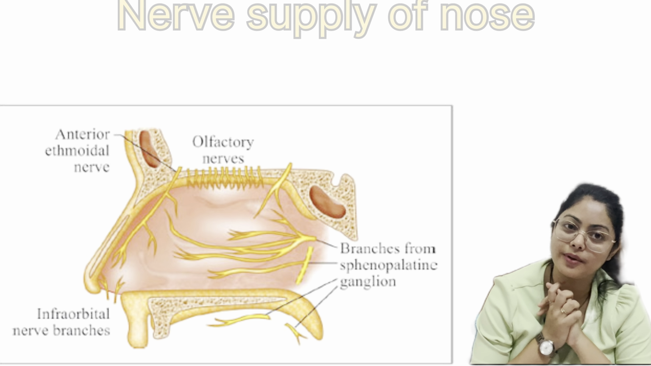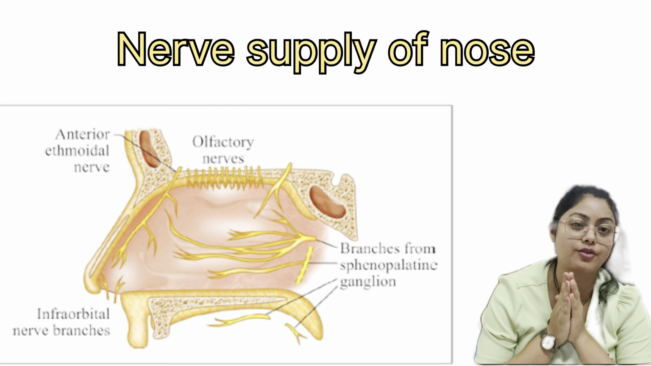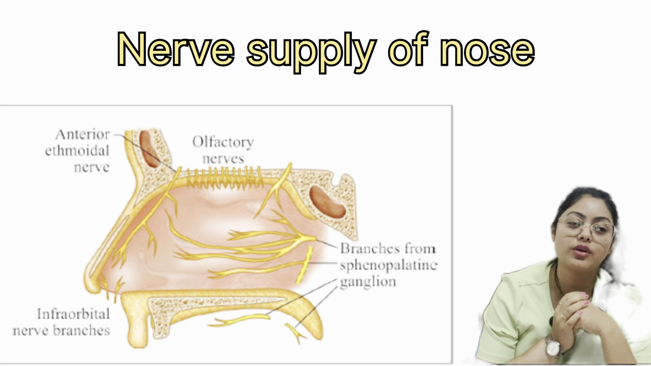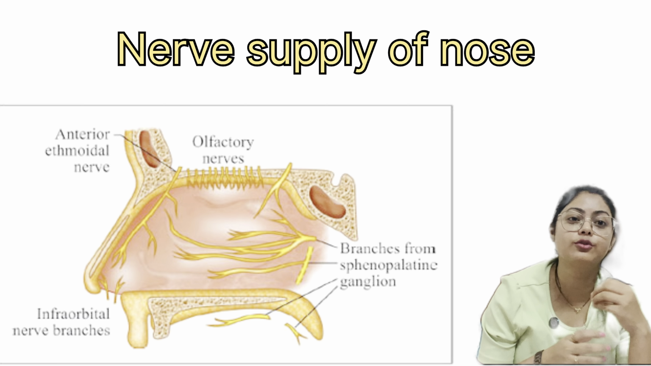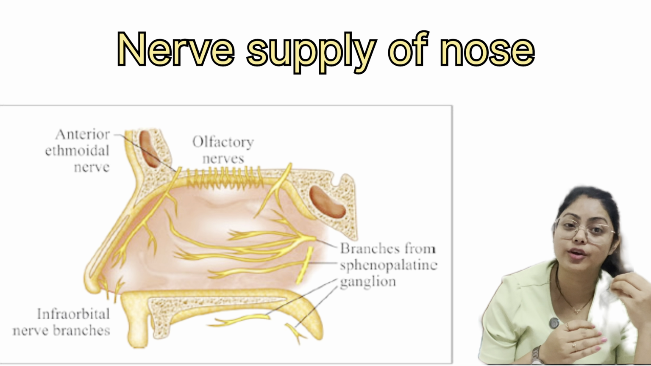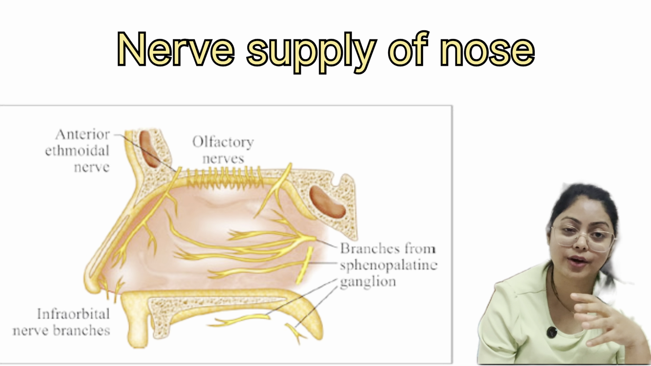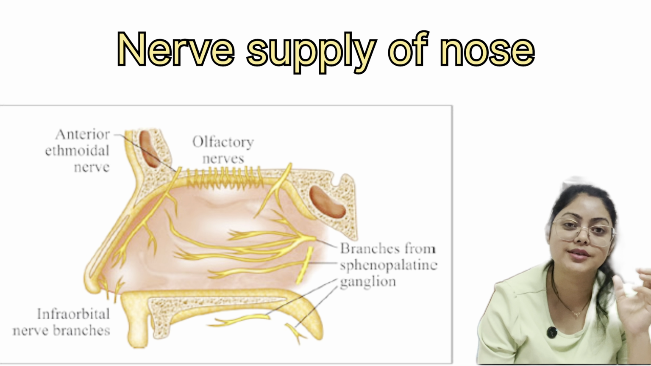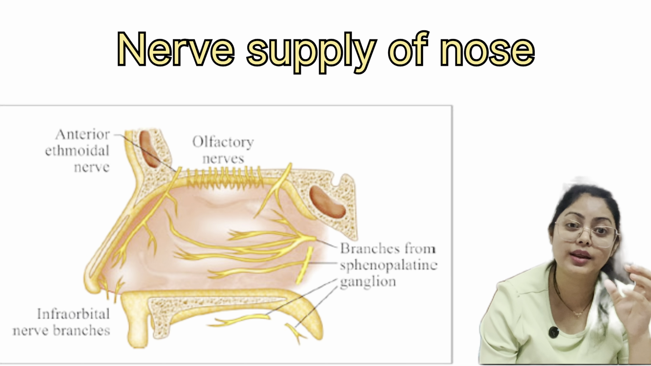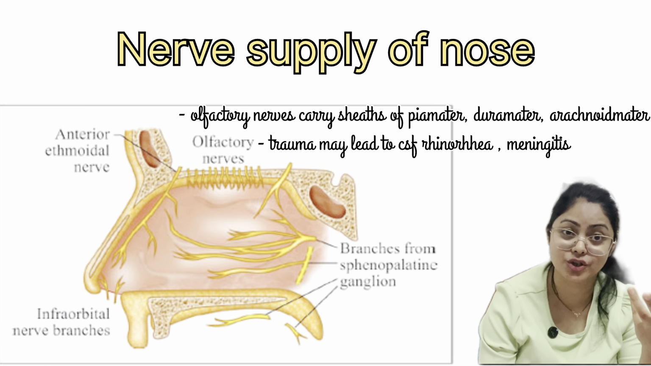Next, talking about the nerve supply. First is mainly by the olfactory nerves, which carry the sense of smell and supply the olfactory region of the nose. These are nothing but 12 to 20 nerve filaments, which end up in the olfactory bulb. We need to know that these nerves can carry sheaths of pia, arachnoid, and dura mater with them, and so any kind of trauma might result in CSF rhinorrhea or meningitis.